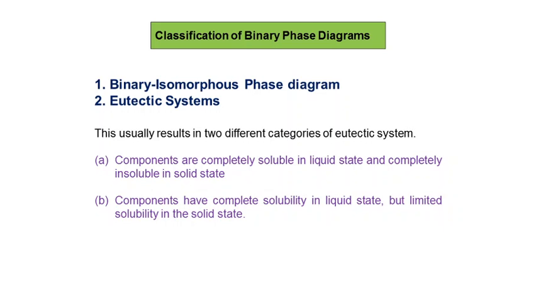One system in which the components are completely soluble in liquid state and completely insoluble in solid state. That is one classification. Another classification is components have complete solubility in liquid state but have a limited solubility in the solid state.